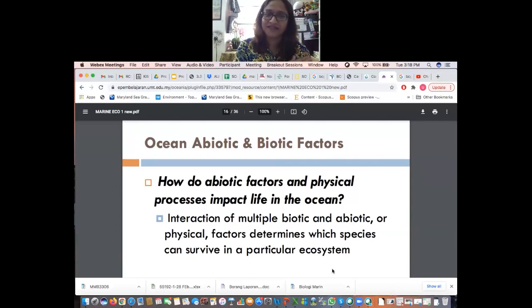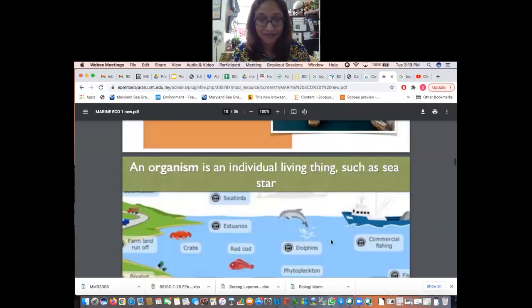Now let's go specifically into the ocean abiotic and biotic factors. So how do abiotic factors and physical processes impact life in the ocean? The interaction of multiple biotic, abiotic, or physical factors determines which species can survive in a particular ecosystem. Is that straightforward? Which part of this refers back to the ecological definition I was talking about? The part that says it determines which species can survive in a particular ecosystem. Can you remember this?